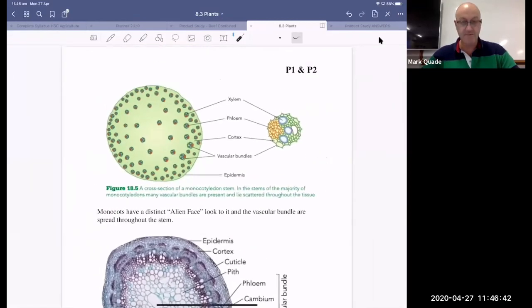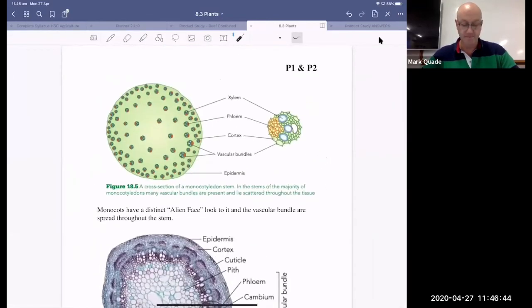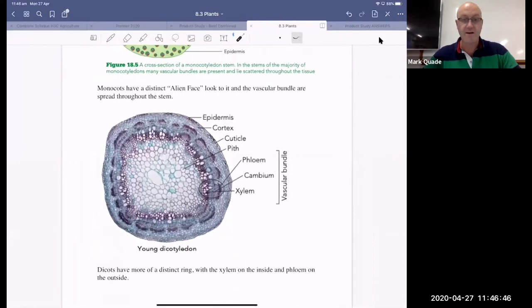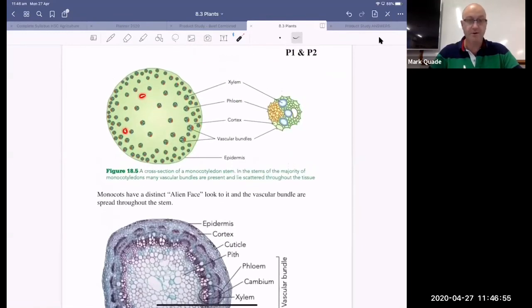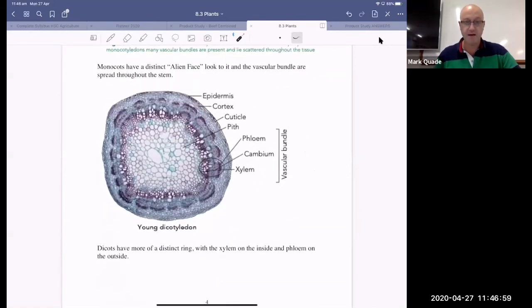So, difference between monocot and a dicot. The dicots have their xylem and phloem in a ring. It's a distinct ring around, as opposed to dotted all through the plant. Okay, so the xylem's on the inside, the phloem's on the outside.